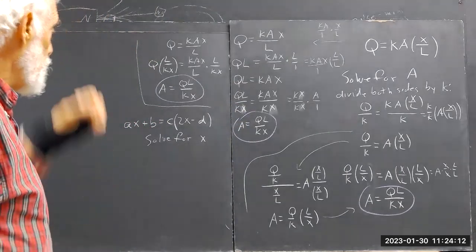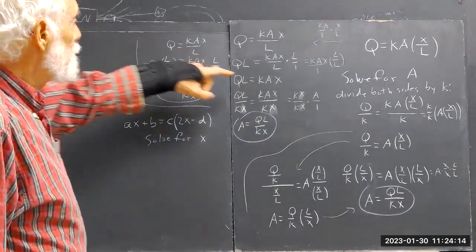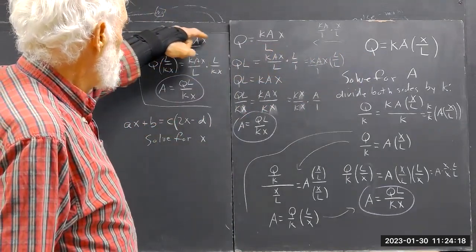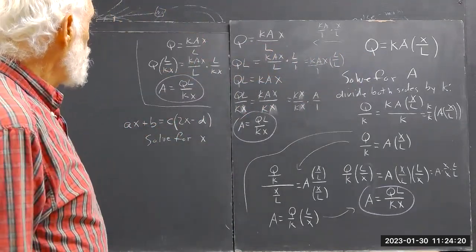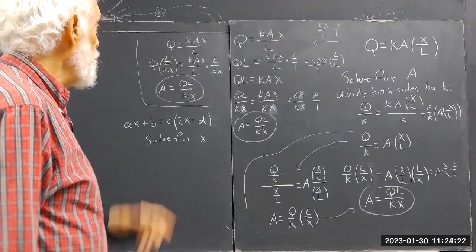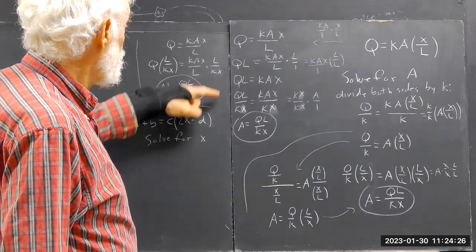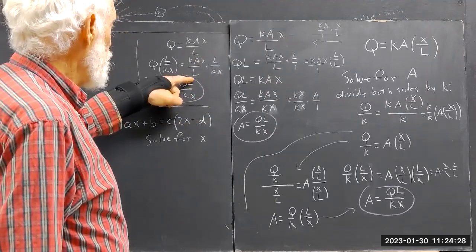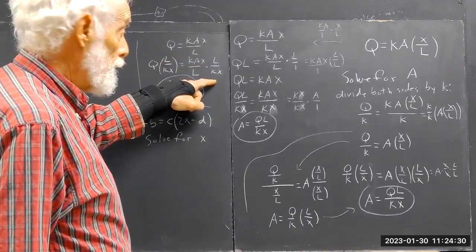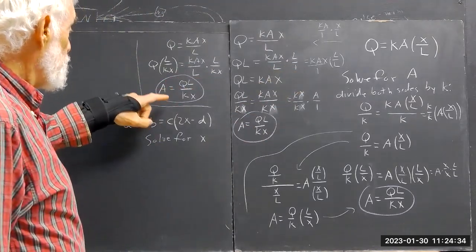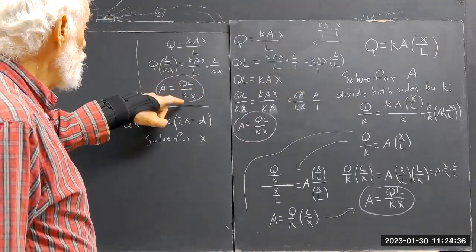We can even combine all this stuff. So if we rearrange this as we did here, Q equals KAX over L, we can multiply both sides by L over KX. Then we're going to have an L divided by L. We're going to have a KX divided by KX, just as we did here. And we see immediately that A is QL over KX.